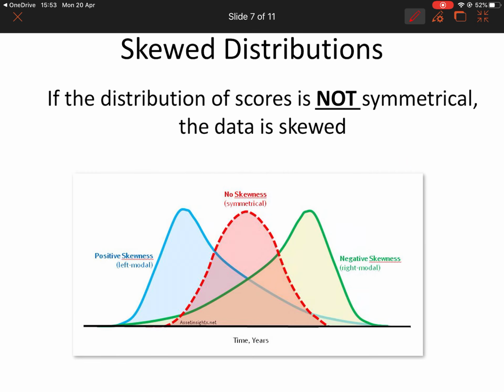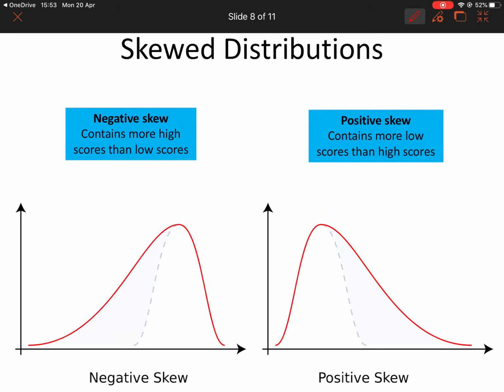Now, distributions are not always symmetrical. It doesn't always work out like that, unfortunately. If the distribution of scores is not symmetrical, if it appears to lean to one side or another, then we've got a skewed distribution. And our skewed distributions can either be positively skewed or negatively skewed. So let's have a look at what that means.